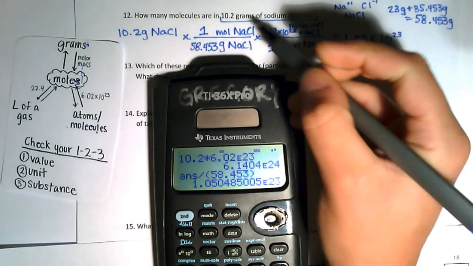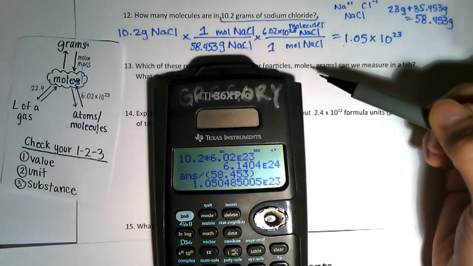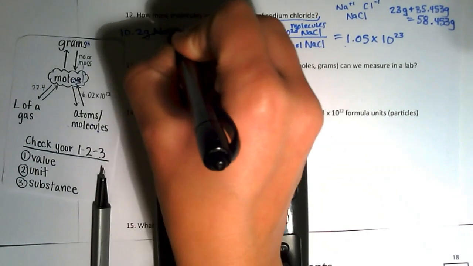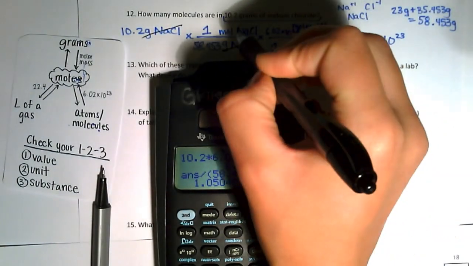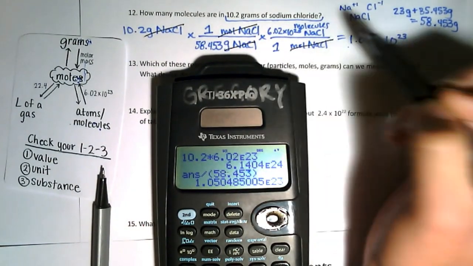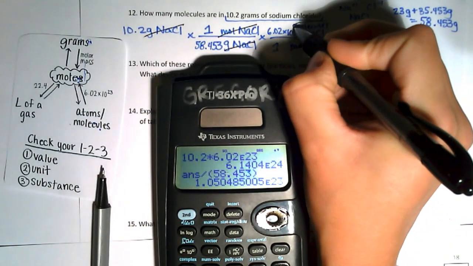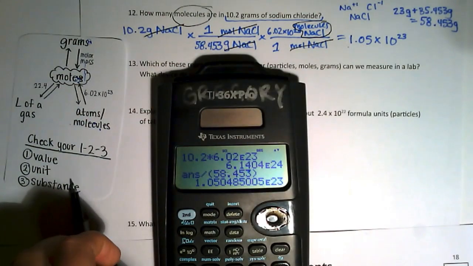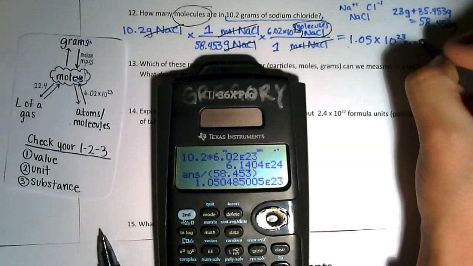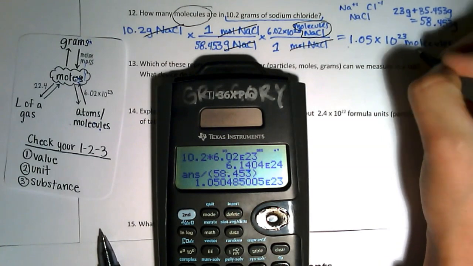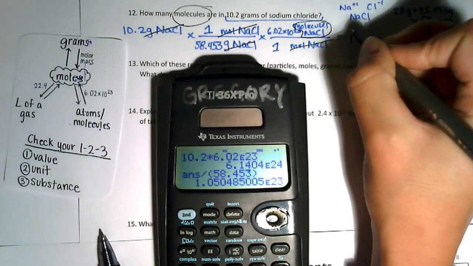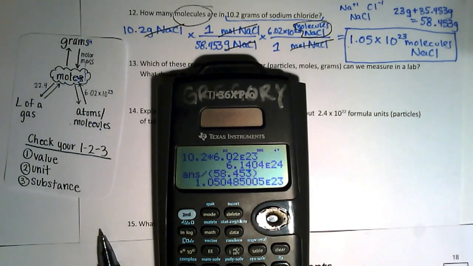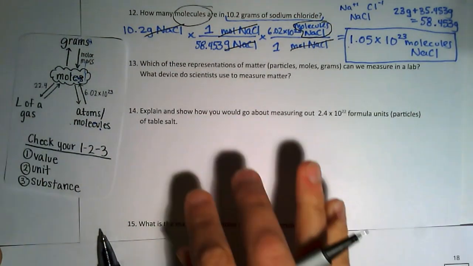Now this already has 3 significant figures, which is what was in our given value as well. So grams of NaCl cancels with grams of NaCl, moles of NaCl cancels with moles of NaCl, and we're left with molecules of NaCl, which is what we wanted. Let's write molecules of NaCl. Box that answer in. Alright, on to the next one.